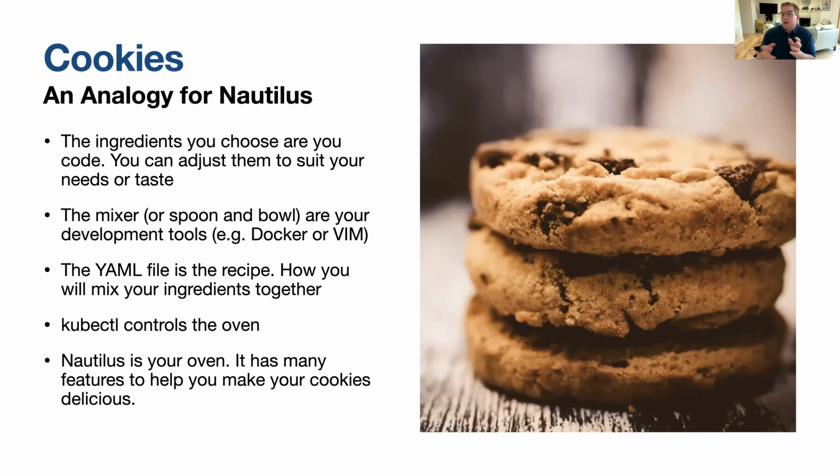You might be making a chocolate chip cookie, or a peanut butter cookie, or a snickerdoodle, whatever. The code you choose are the ingredients. The mixer, which you need to mix these ingredients together, is your development tools like Docker. And we're going to talk about what that looks like in a minute.